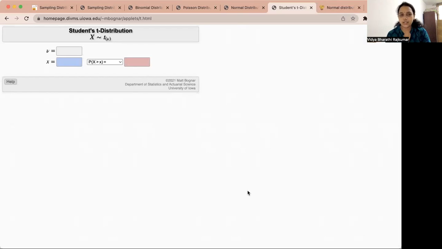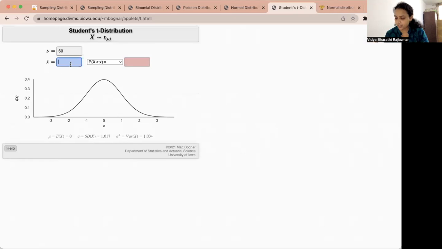So here we have a t distribution. I'm going to specify the degrees of freedom to be 60, and I want the area to the right to be 0.005. When I do that, it turns out that the value I'm interested in is 2.66.